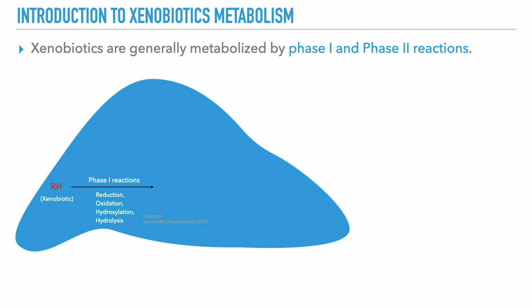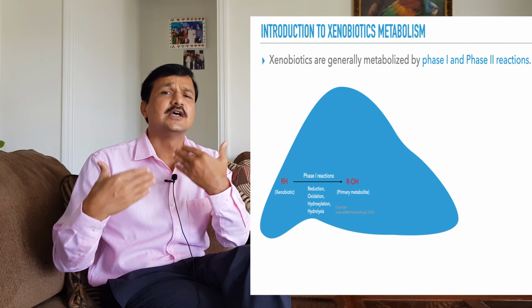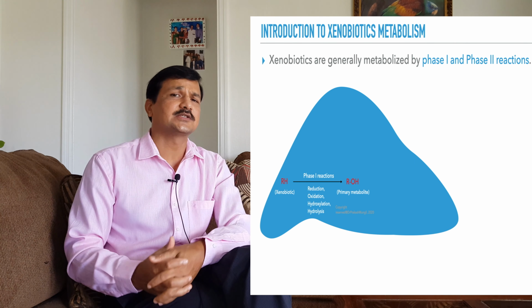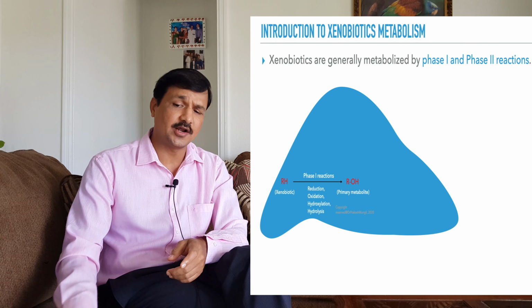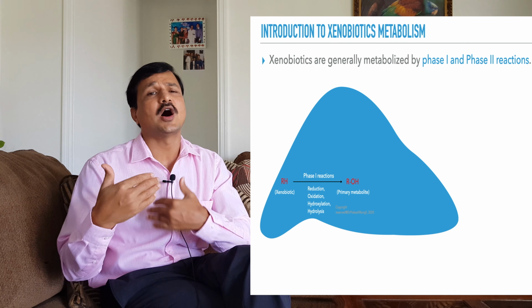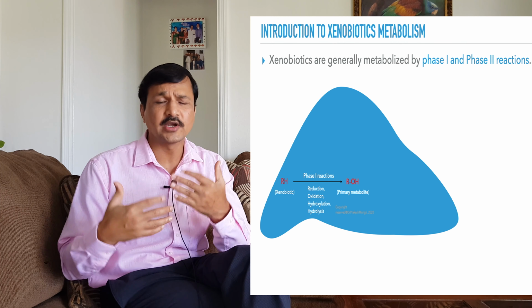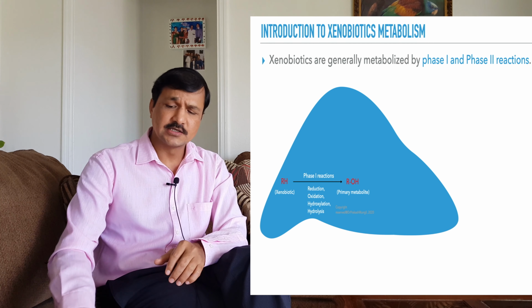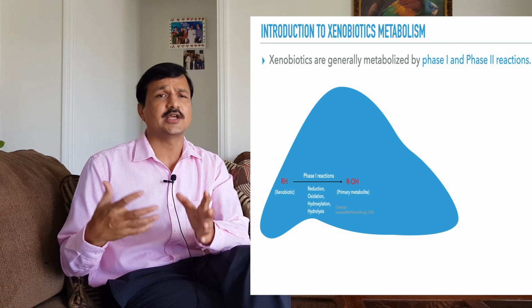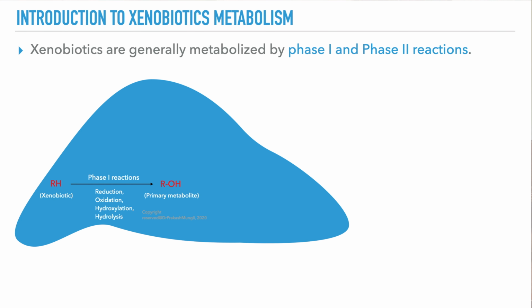Now, with this, a hydrophilic group is introduced, mostly by cytochrome P450s. An ROH hydroxyl group is introduced into this hydrophobic molecule. RH is now converted into ROH. This is the primary metabolite that came out of the xenobiotic. So, what happens to this ROH containing primary metabolite? This primary metabolite now gets into phase 2 reactions.